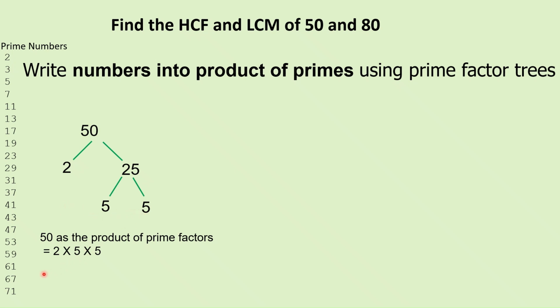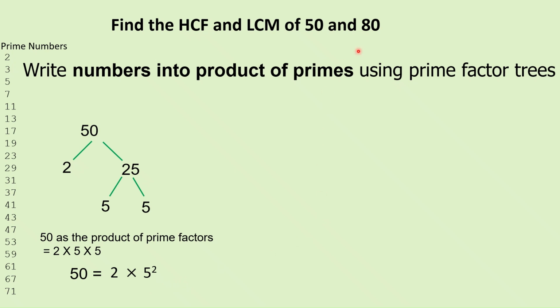And this is the same as 2 multiplied by 5 to the power of 2. So that's 2 multiplied by 5 to the power of 2. So that's the product of prime factors of 50.